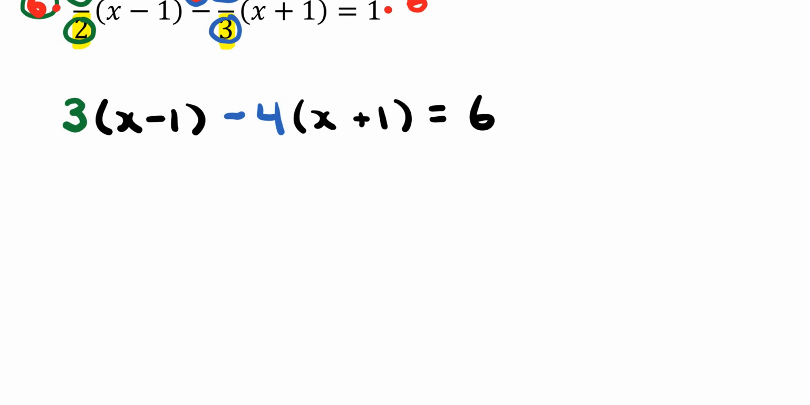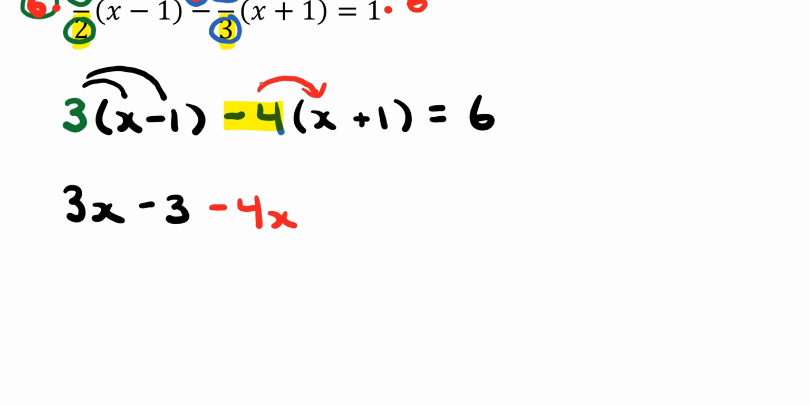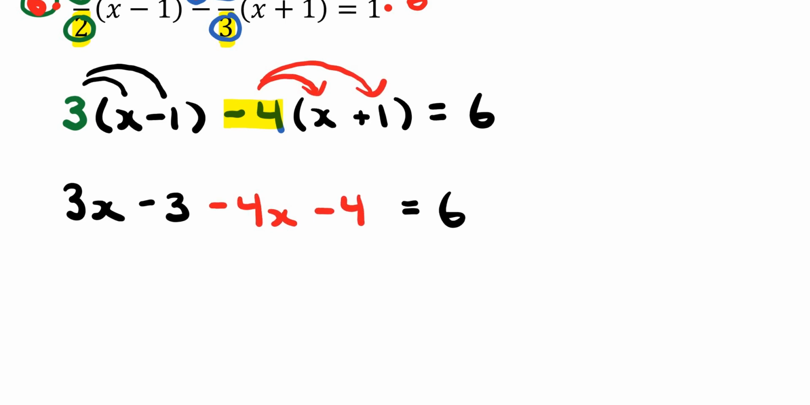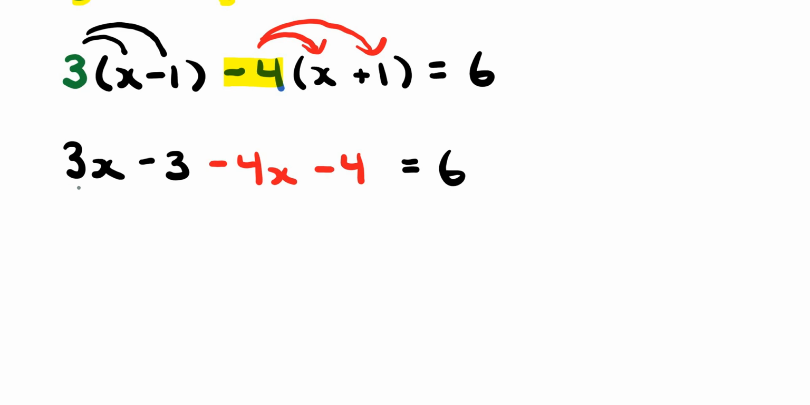So now we can distribute this. So 3 times x is going to be 3x. 3 times the negative 1 is going to be negative 3. And then if I have a negative 4 here, if I distribute the negative 4, a negative 4 times x is negative 4x, and negative 4 times the positive 1 is negative 4. And then on the right hand side, I have a 6 there. And then from here, we can collect like terms.